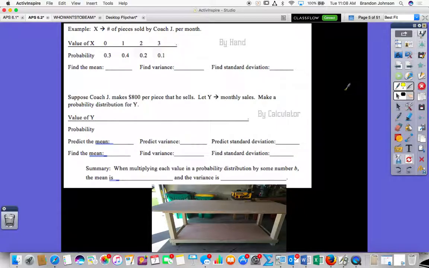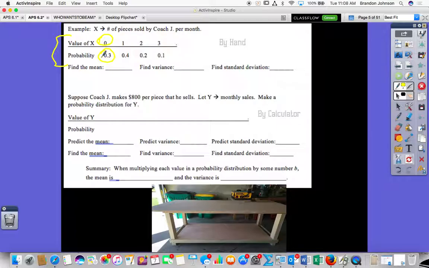So to give you the story, let's pretend that I actually go into a side business to sell these, okay? And let's say that this right here is our probability distribution chart. And this is the number of pieces that are sold by Coach Jay per month. So the probability that I'll sell 0 a month, maybe that's during basketball season and it's really busy, would be a probability of 0.3, and so on and so forth.